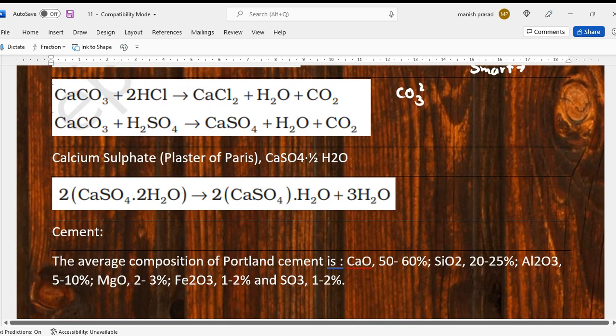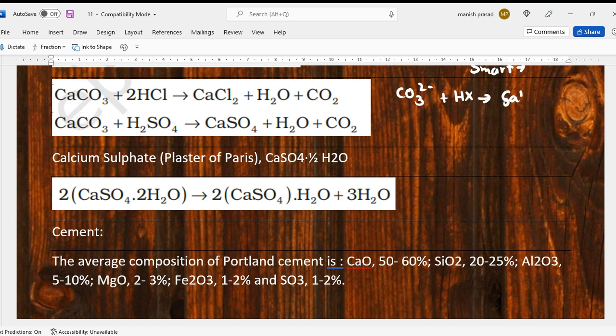Now the next reaction is again something that you have done in class 10. A carbonate, when it reacts with an acid, always gives us a salt, carbon dioxide and water. Similarly, a bicarbonate also, when it reacts with an acid, gives us a salt, carbon dioxide gas, and pani. Theek hai? So here we have HCl, and the salt that we are going to get is calcium chloride. And here we have H2SO4, so the salt that we are going to get is calcium sulfate.